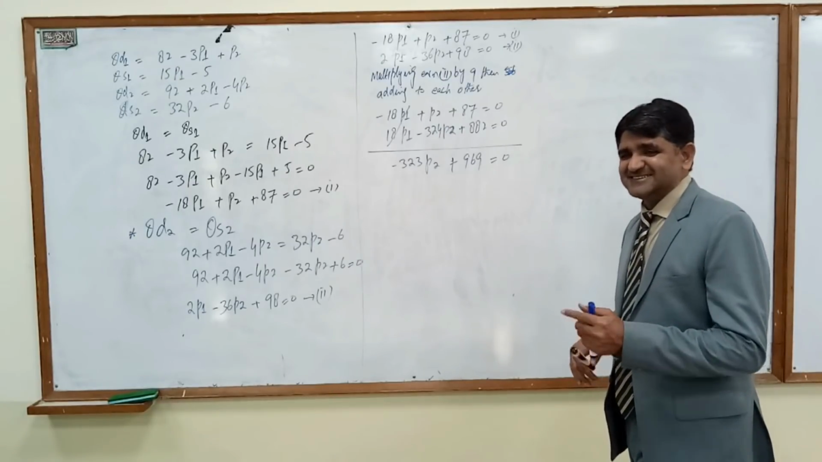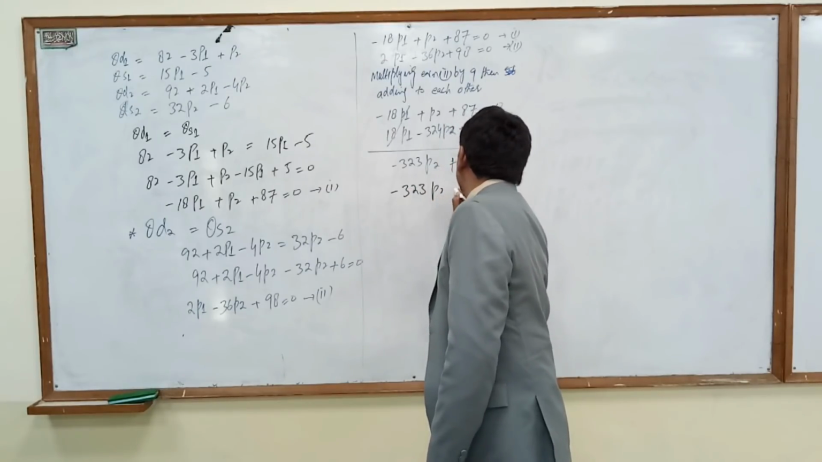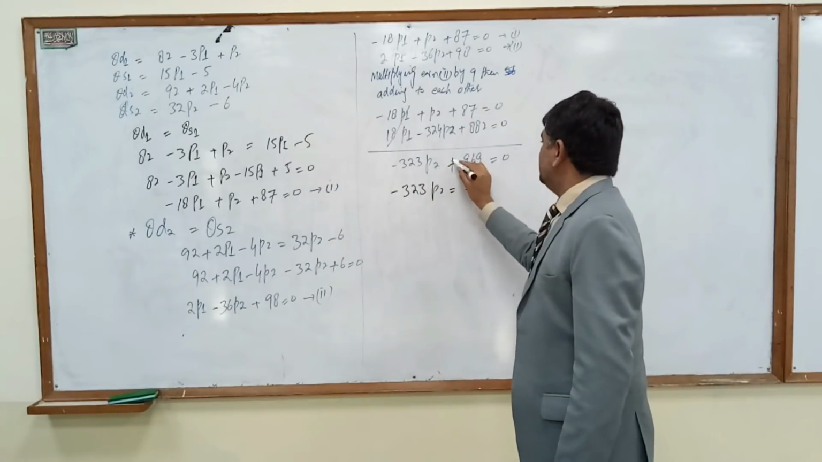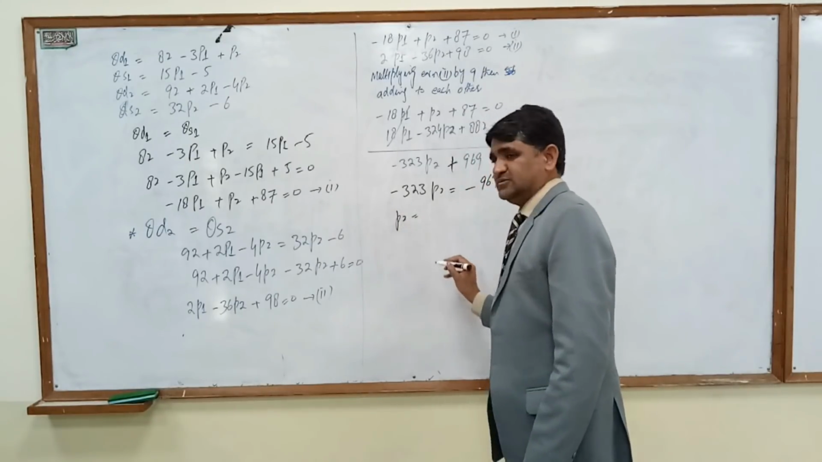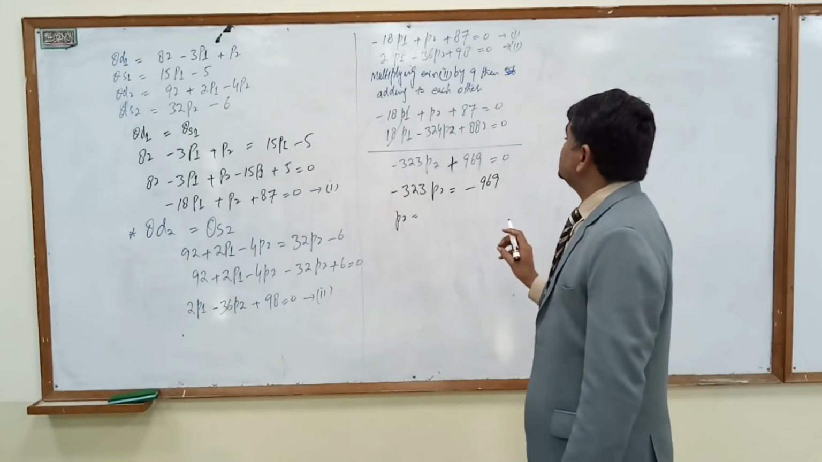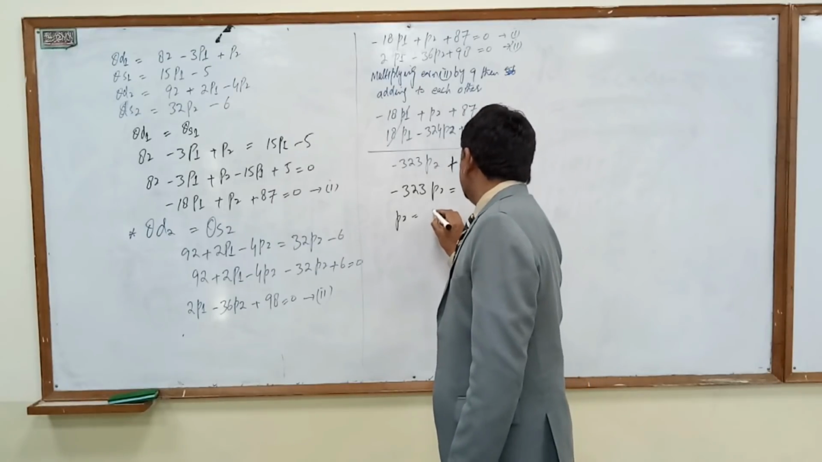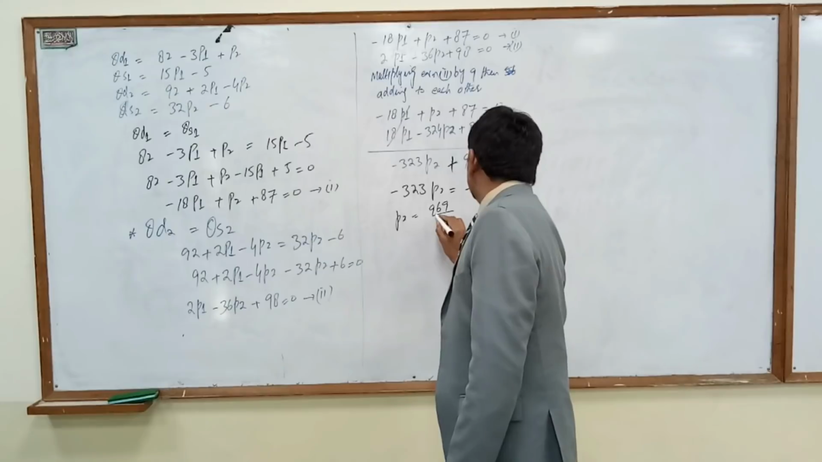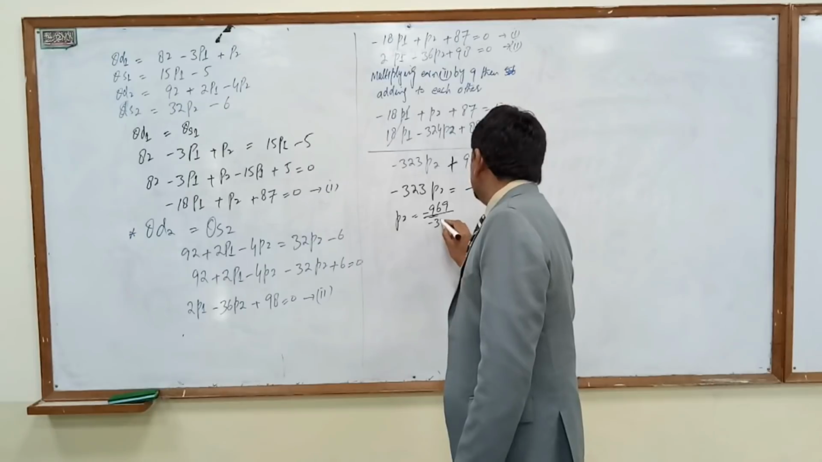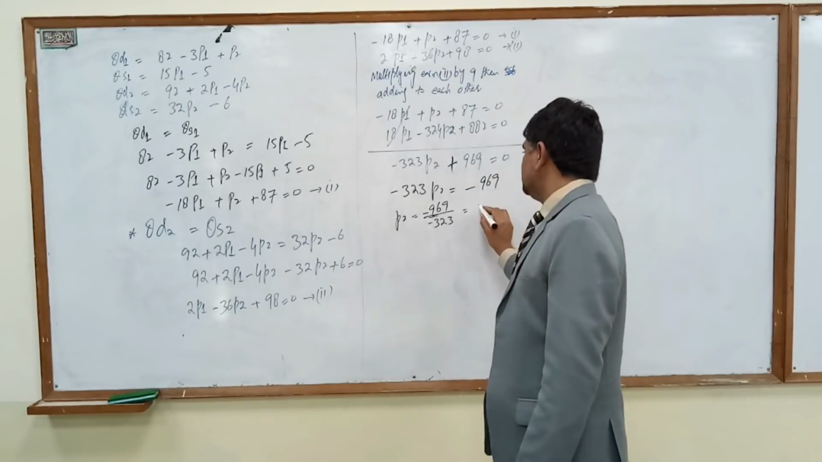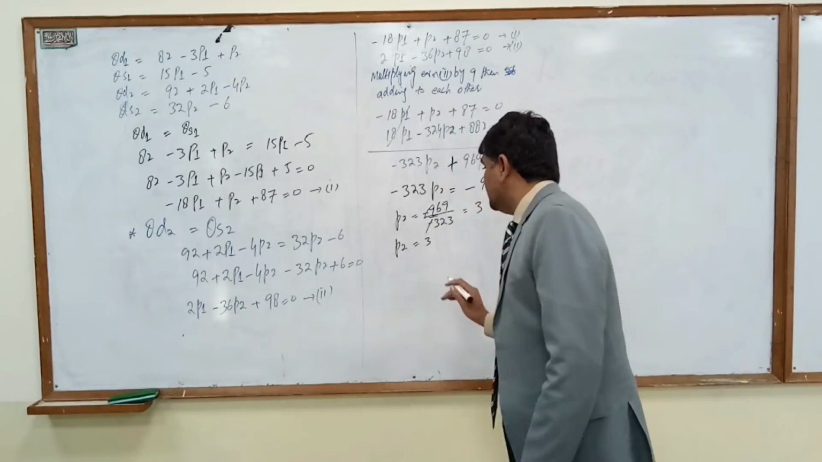Shift the variable to one side, constant to the other side. So minus 323 P2 is equal to minus 969. So P2 is equal to 969 divided by 323. Minus 969 divided by minus 323 is equal to 3. Yes, sir. So P2 is 3.